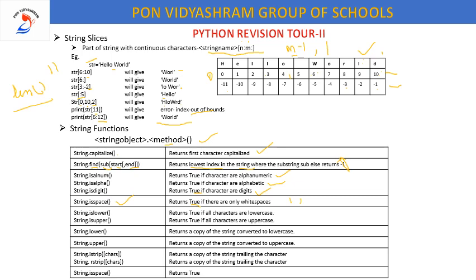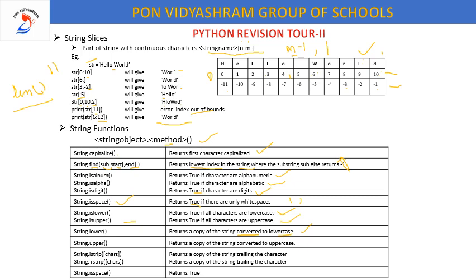It means that if all the characters in the string are lower case, it returns true as a value. Similarly, isupper: if all the characters in the string are upper case, it returns true. The next one is string dot lower. This function converts a string to lower case. In case the string has any uppercase characters, it converts them to lower case and returns that particular string.